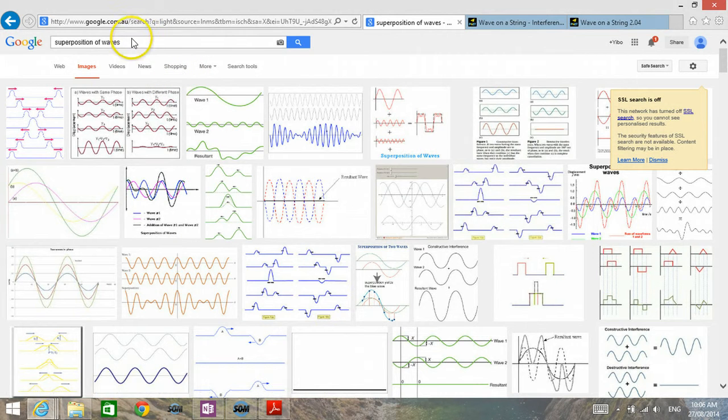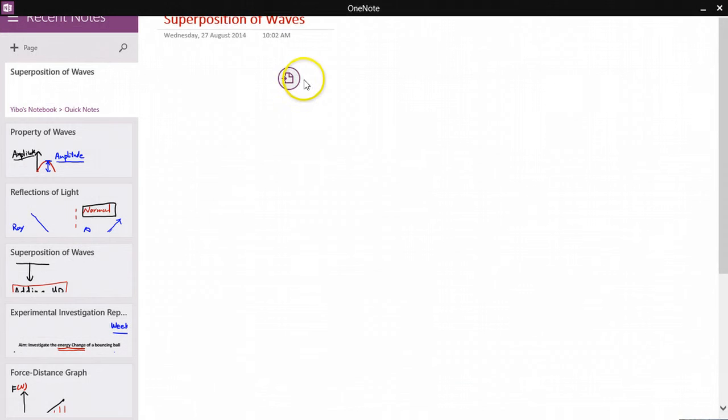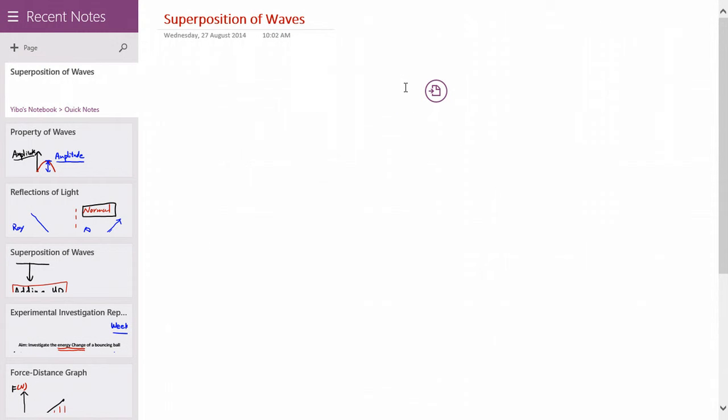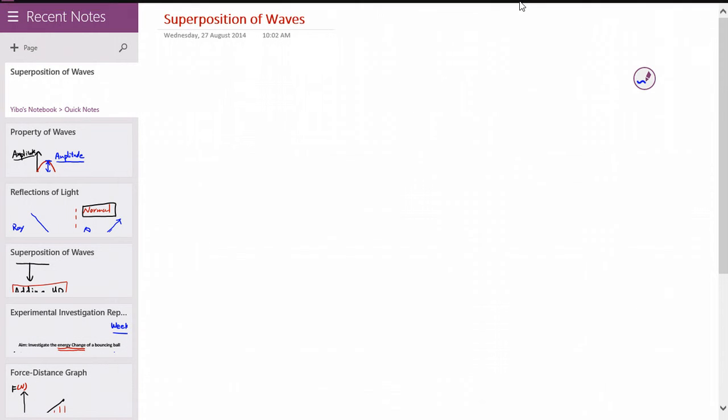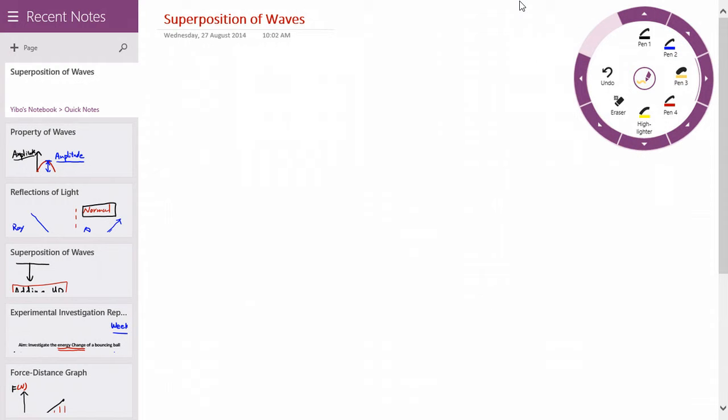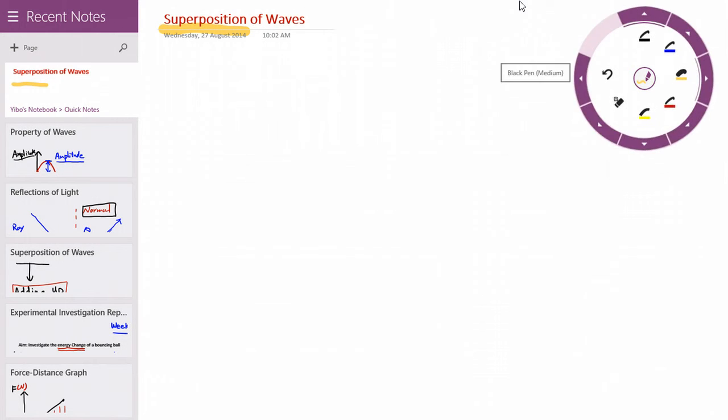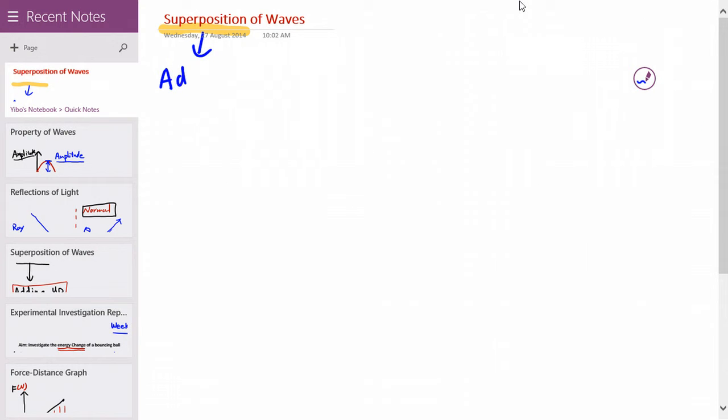Now we are going to talk about the superposition of waves. So the idea is this. The word superposition means adding up in science.